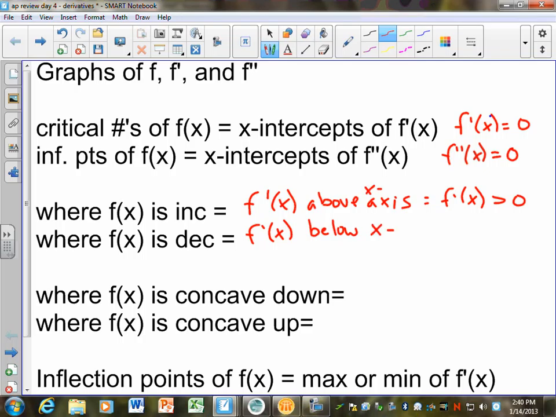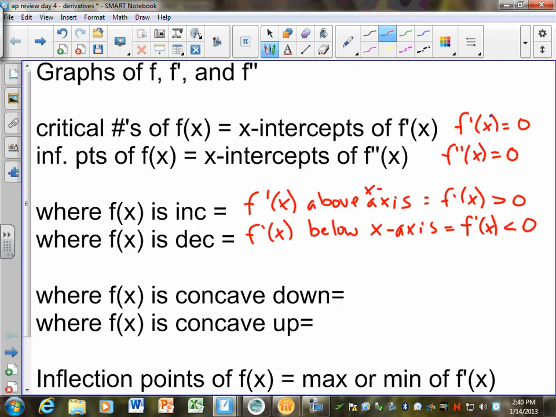So where f of x is decreasing is where the derivative is below the x-axis. Sorry, I wish the x-axis were here. And that's because that's where your derivative is less than 0. So again, I cannot stress enough to make sure you pay attention when they give you a graph. Is it the function? Is it the derivative, or is it the second derivative that you're looking at there?